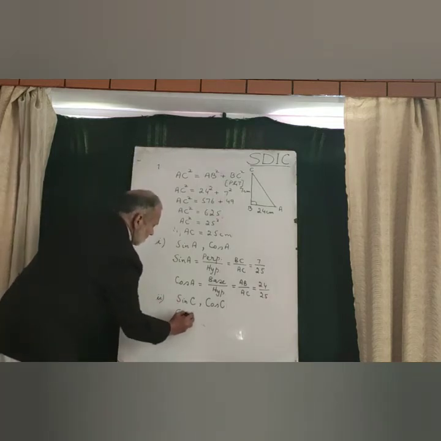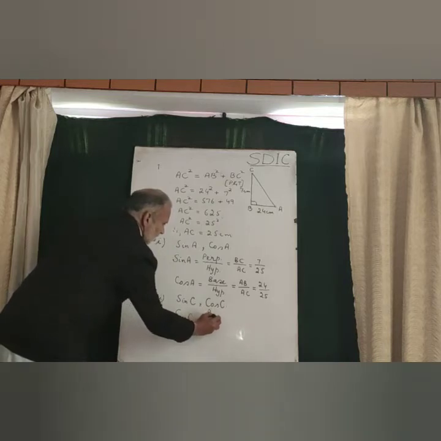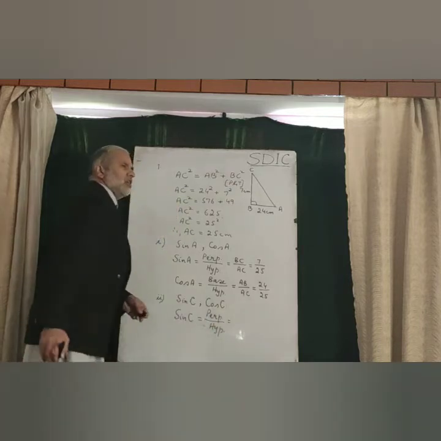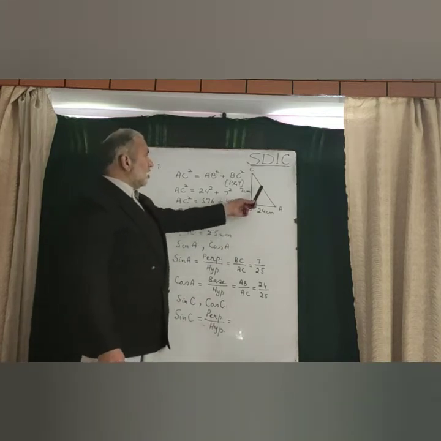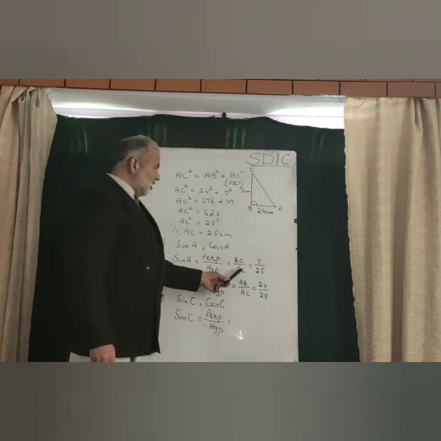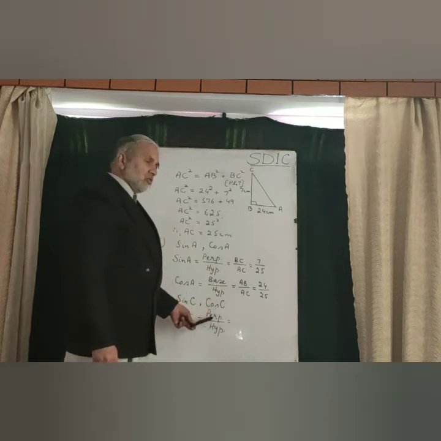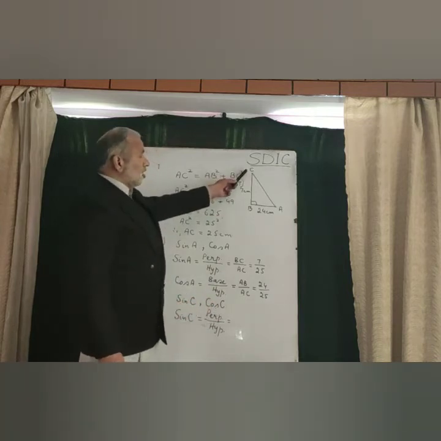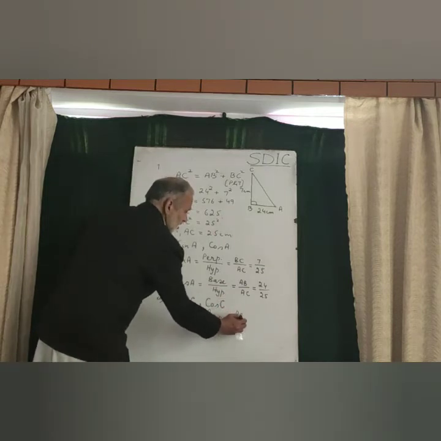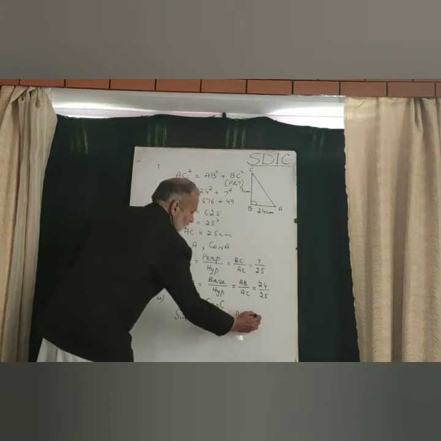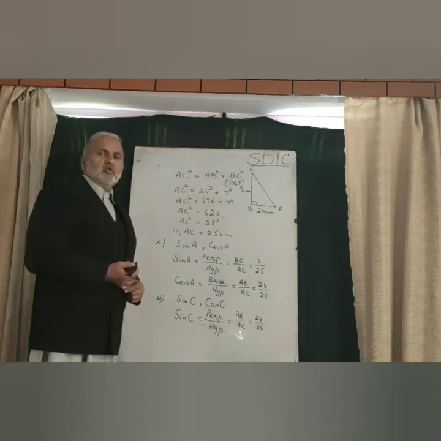Sine C, let us find first. The definition for sine is perpendicular by hypotenuse. Now identify perpendicular. Remember, hypotenuse will not change. Opposite to the 90-degree angle, we have AC. So the denominator will be again AC. But the numerator will change now. With respect to acute angle C, now you have to decide the perpendicular. Opposite to C is side AB. Thus, it will be AB by AC. It will be 24 by 25. Sine C is 24 by 25.